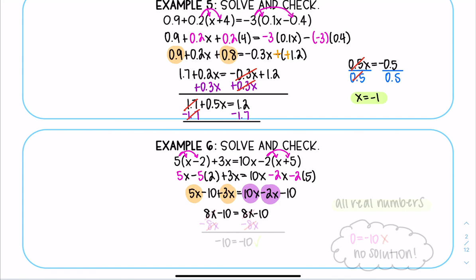Let's just say we need to get x's on one side. So I'm going to subtract 8x from both sides. Now what ends up happening is that it ends up canceling on both sides. And we get that negative 10 equals negative 10. And that is always a true statement. So because our variable canceled and we were left with a true statement, that means that all real numbers is your solution. It doesn't matter what you plug in, you will always get a true statement.